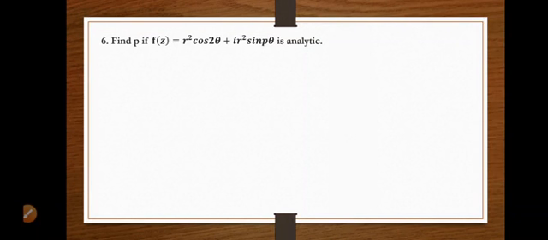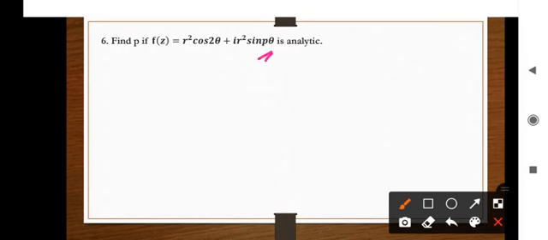Now this 6th example is very similar to the first example. Here the function f of z is given in polar form, that is in terms of r and theta, and it is given that the function is analytic, but one constant is used and you have to find its value. So this example is very similar to example number 1 of this video, where we obtained the values of the 4 constants a, b, c and d. So we are going to follow the same procedure here also.